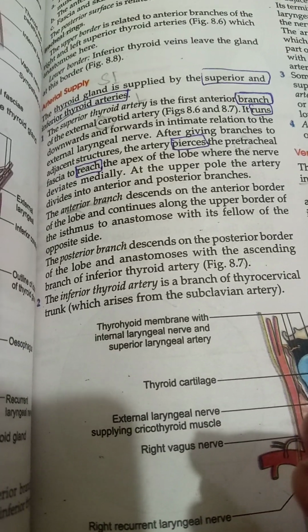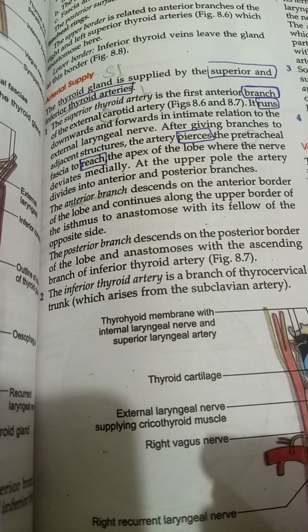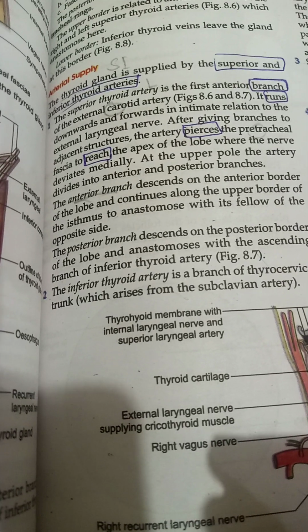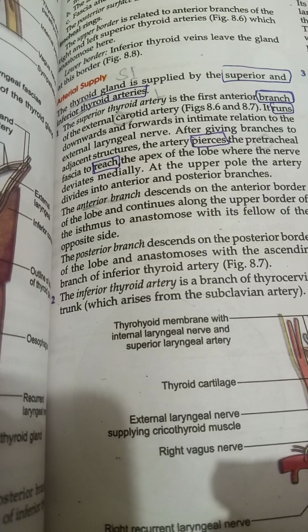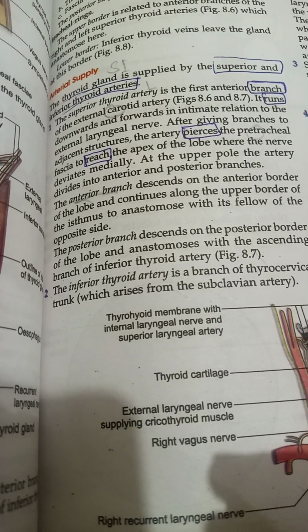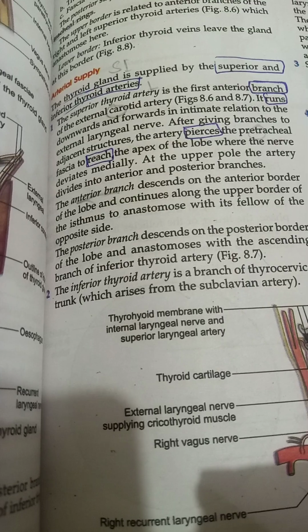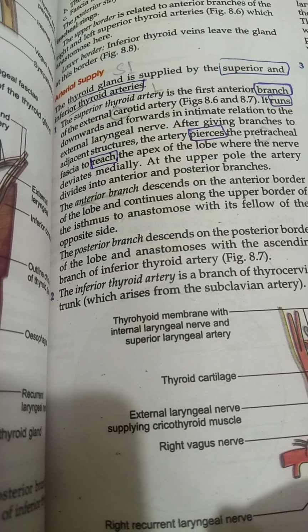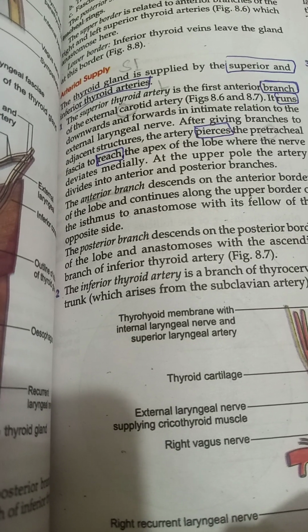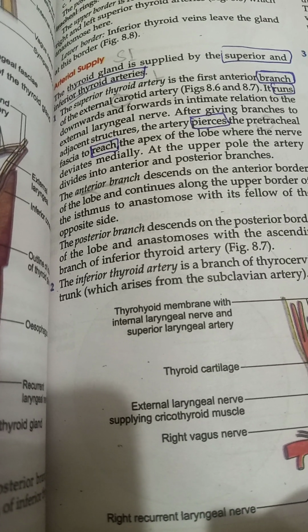The superior thyroid artery is the first anterior branch of the external carotid artery. Superior thyroid artery first branch है, first anterior branch है external carotid artery की. It runs downwards and forwards in intimate relation to the external laryngeal nerve.